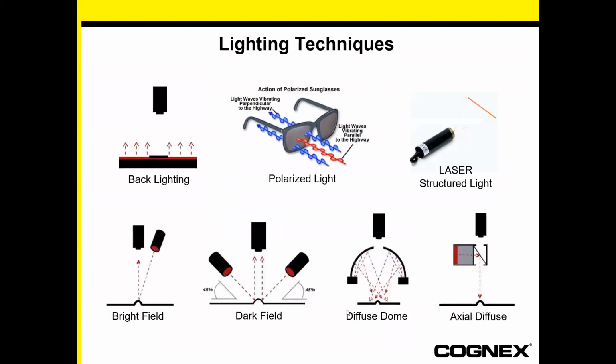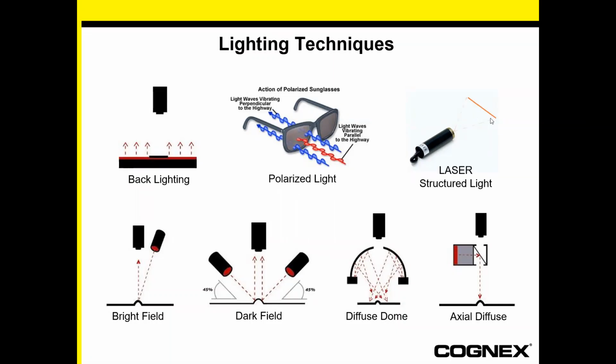So different lighting techniques we have. We can backlight a product. Backlighting is really good if you're measuring parts. It gives you really good sharp edges, really good contrast. You can use polarizing of lights. You go to the beach, you put your polarized sunglasses on, it removes the glare. Easier for us to see what's going on at the beach. Same thing for the cameras. The reflections can interfere and can be unwanted. So that's where polarization technique can help.